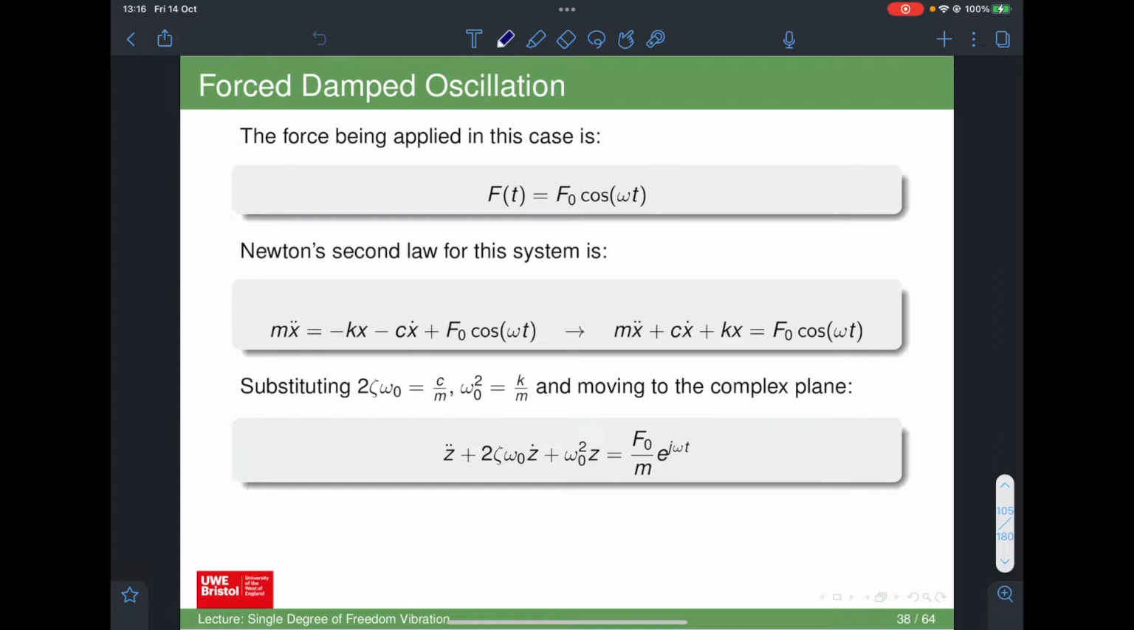And what we've done is moved to the complex plane. So this cosine plus j sine term, you end up with this here. Remember, you take the real part of a complex number and you get the oscillation, and that's what we're going to be doing here. But it's a lot easier to take the derivative of this than it is to take the derivative of the cosine stuff. It's more straightforward.